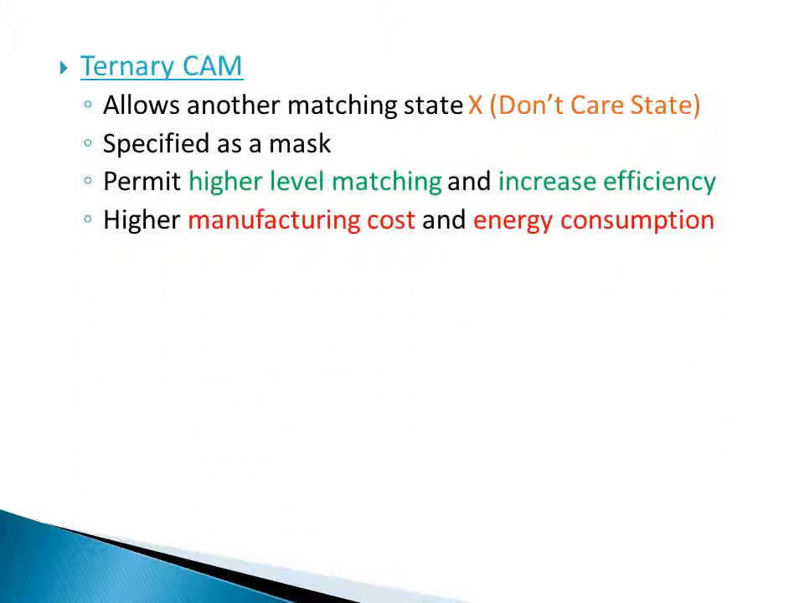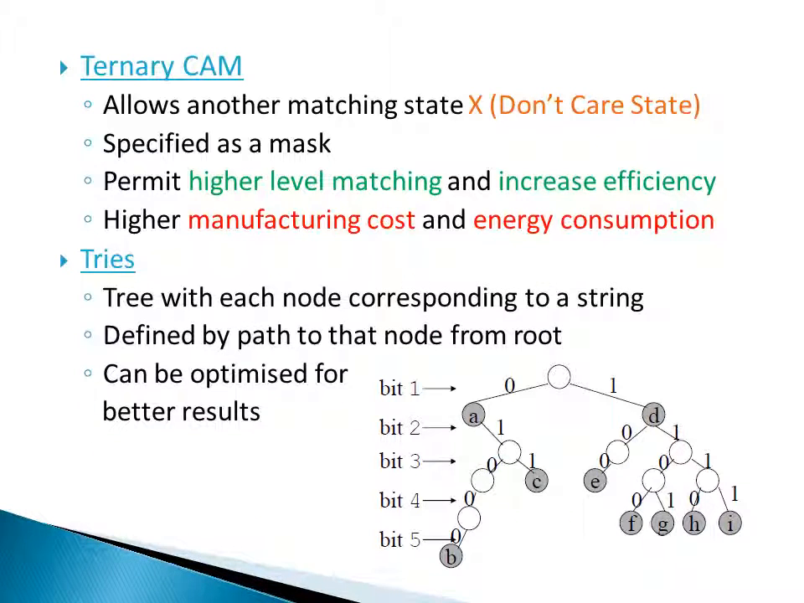First up is ternary CAM. As compared to binary CAM, TCAM allows another matching state X called the don't care state, which is achieved through mask. This allows higher level matching and increases efficiency. The other technique used is tries. It is a tree where each node corresponds to a string that is defined by the path to that node from the root. We can optimize tries by using multi-bit strides or path-compressed tries, which can reduce the number of nodes and provide path compression respectively for better results.